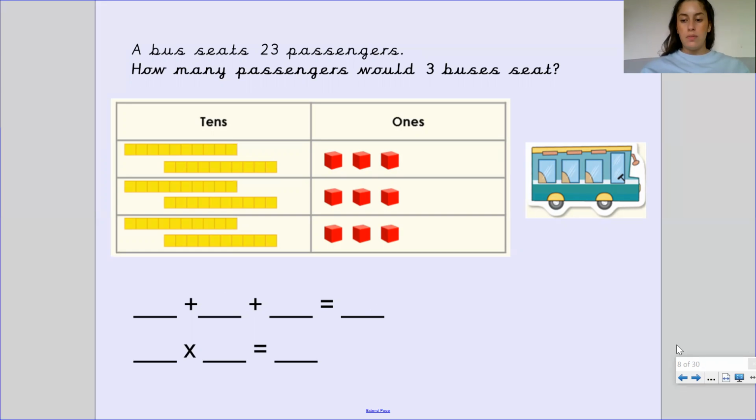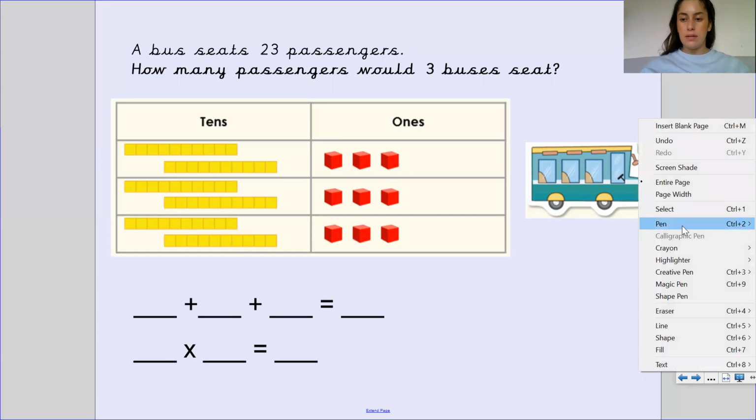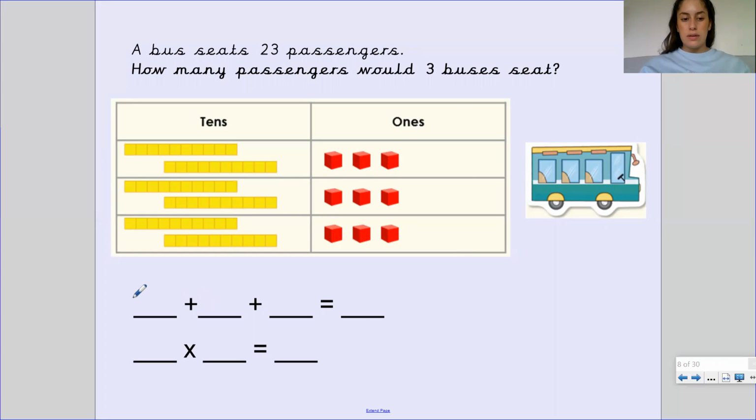Okay, so we would be adding the number 23 together 3 times. 23 to represent one bus, another 23 to represent another bus, and another 23 to represent the third bus. So let's count all of these together.